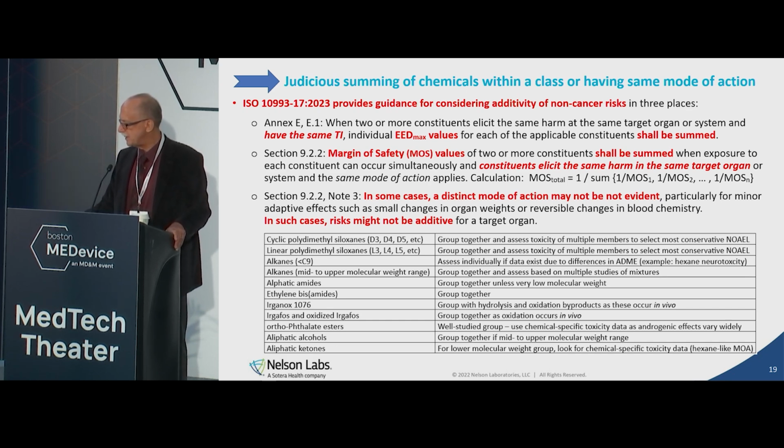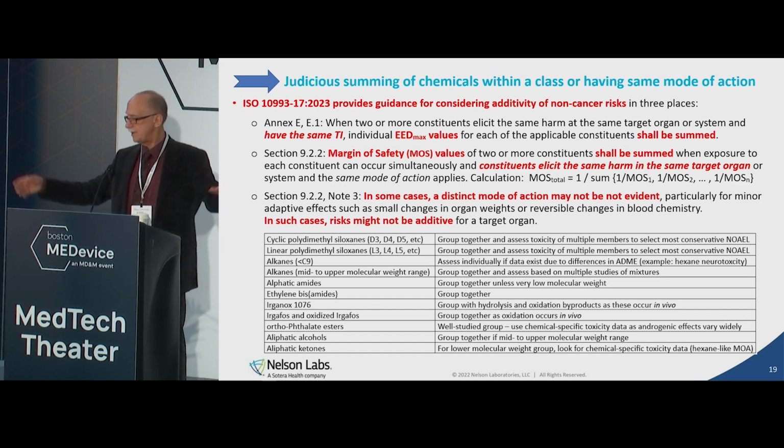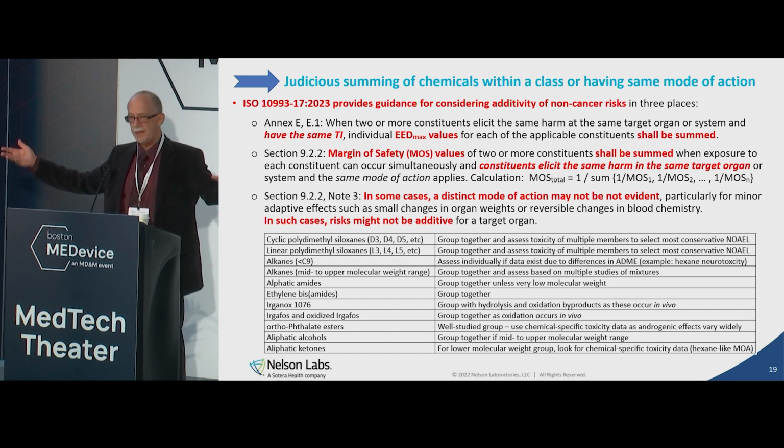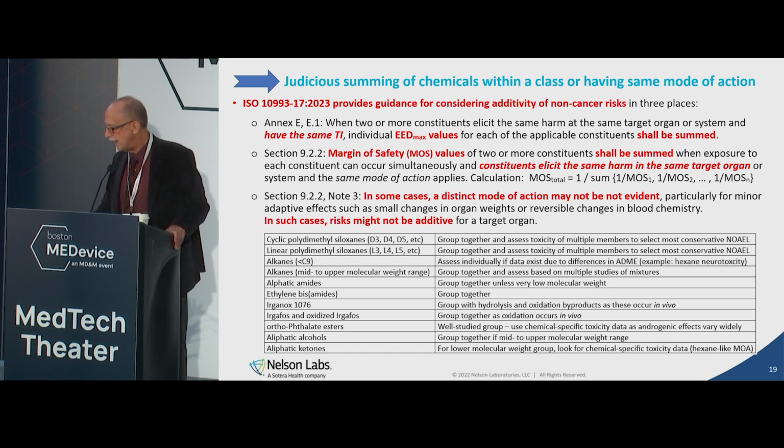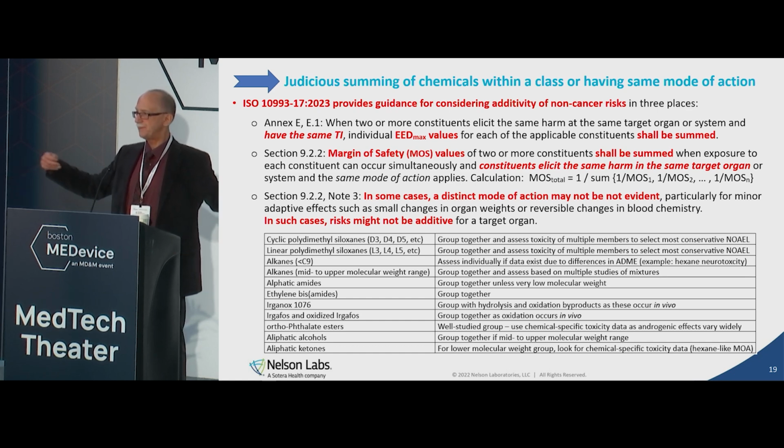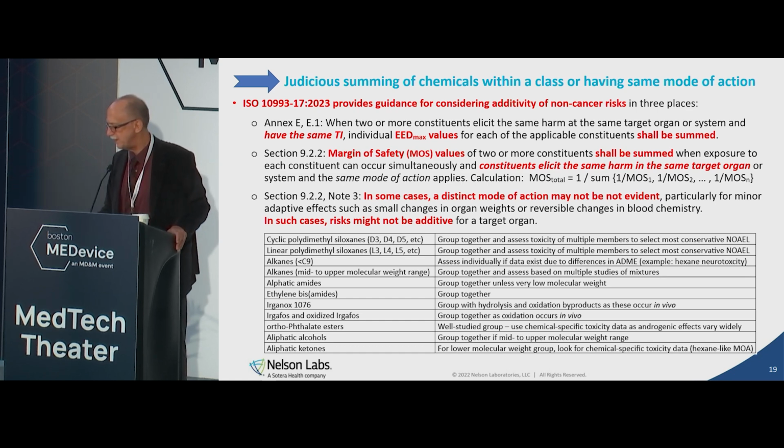In some cases, a distinct mode of action is not evident. This is your caveat that you don't have to sum everything. If we had to sum everything that affected the liver, all kinds of devices would fail. But if we don't have any evidence on the mode of action, we don't have to combine disparate chemicals together for assessing risk. Now, here are probably some of the most common things that are summed together.